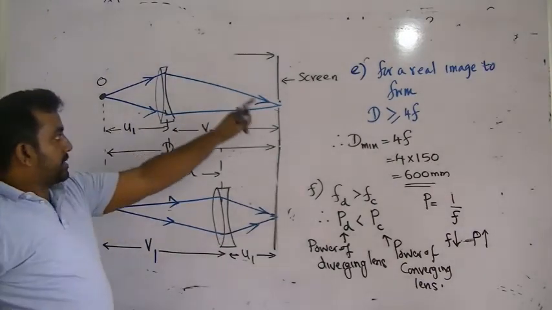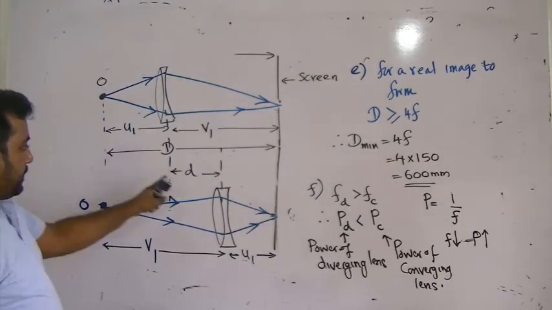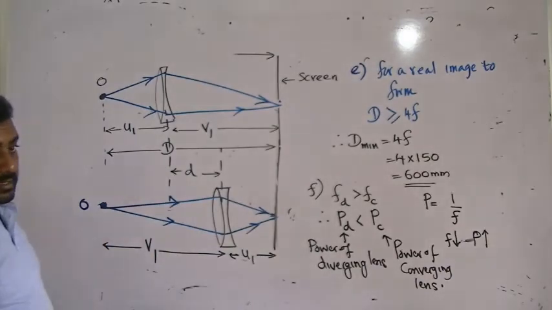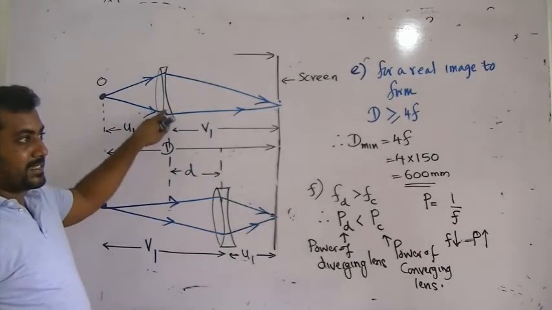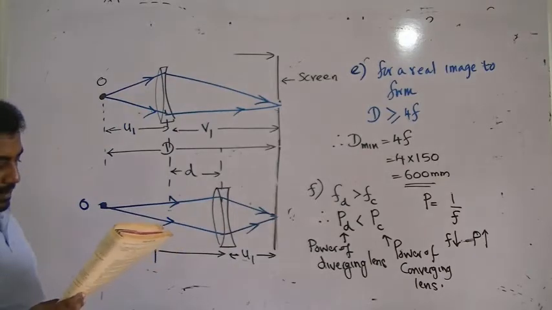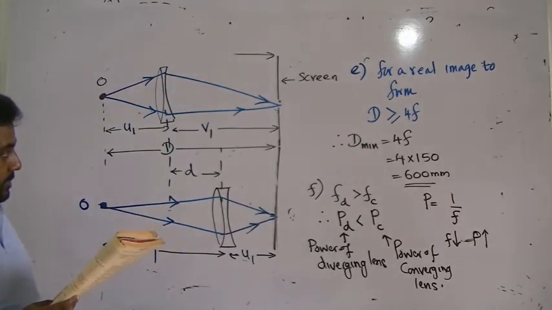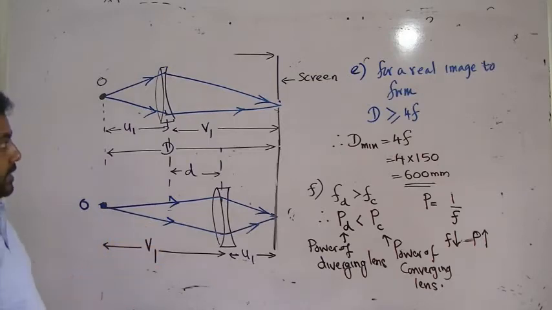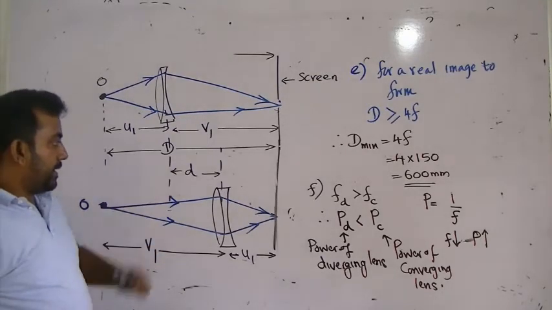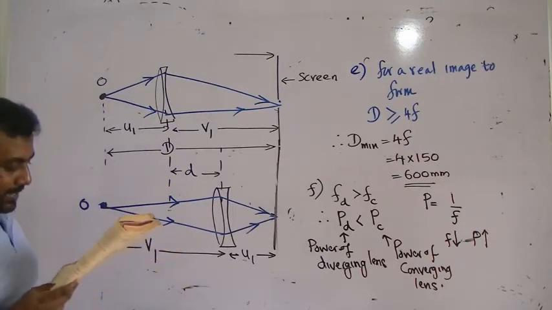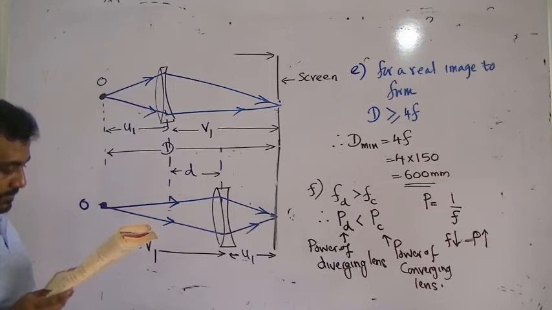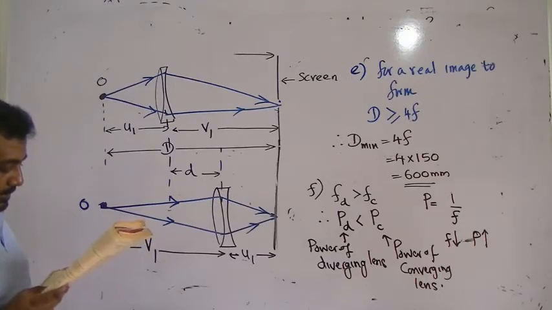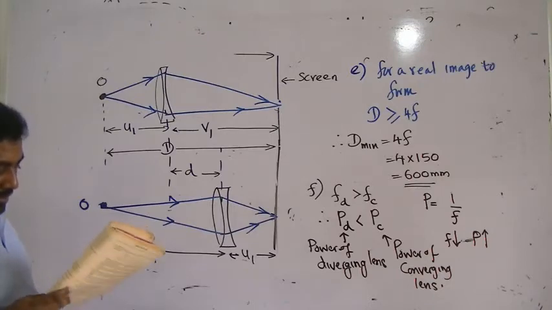Okay? Measure the distance between the object and the screen, and measure the distance between the two positions where the combined lens can be placed to obtain a real image. Roman 3: write the additional equation that you will need to calculate the focal length of the diverging lens.